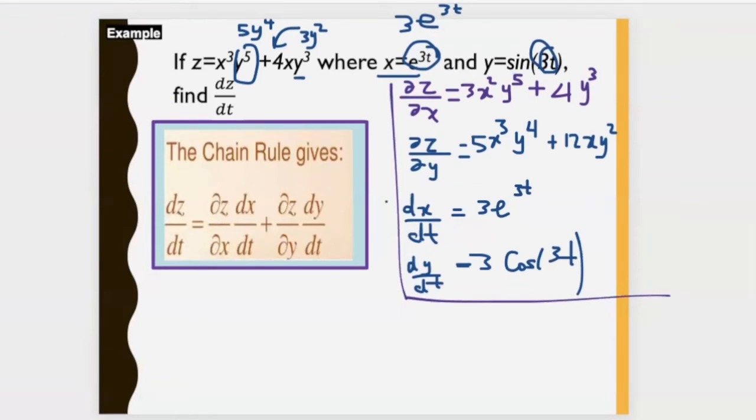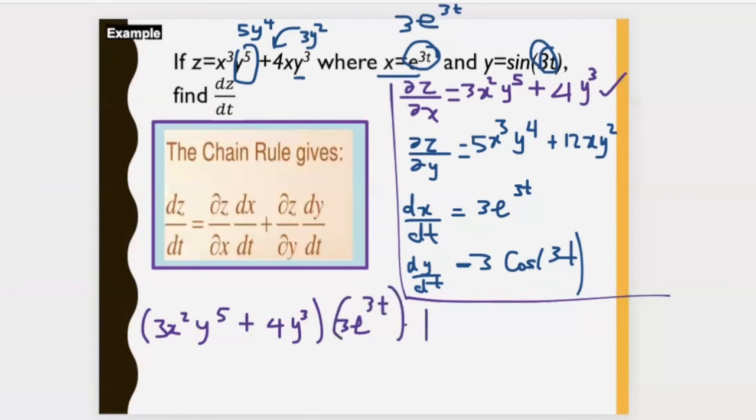So having this information, I can go ahead and substitute the partial derivative of z with respect to x. I will have this line being written. So going ahead, I will have 3x squared y to the 5th plus 4y cubed. And the partial derivative of x with respect to t, it will be 3e to the power 3t.